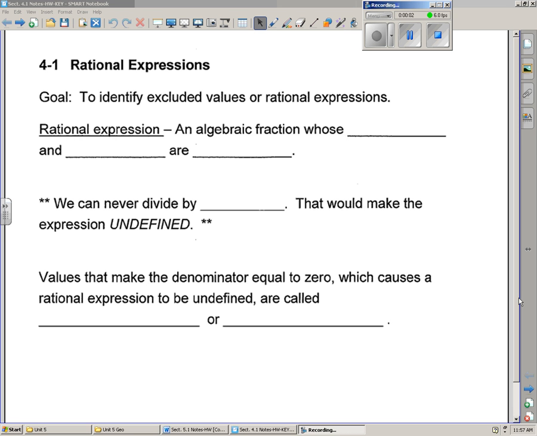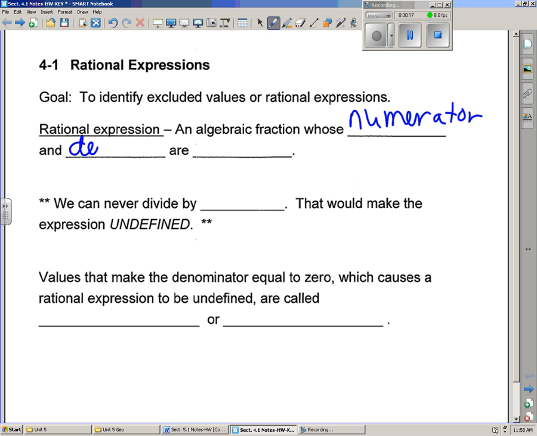So today we're going to talk about rational expressions, and a rational expression is basically just a fraction. Okay, so it's an algebraic fraction whose numerator and denominator, top and bottom, are just going to be polynomials. Remember, we talked about how from this point forward, factoring is going to be huge, okay?